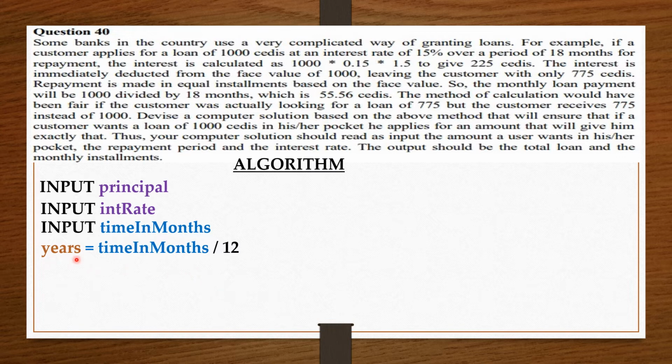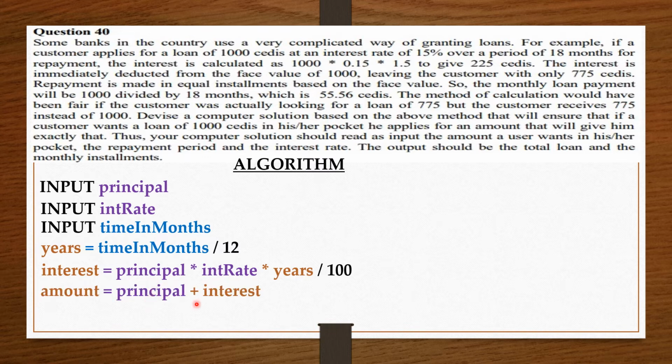Now from the question, we compute the interest as 1,000 times 0.15 times 1.5, which gives us interest equals principal times the interest rate times the years. Now, because we are talking about interest rate, which is a percentage, we divide by 100. Now, the total loan that the customer is supposed to take is going to be the principal plus the interest.